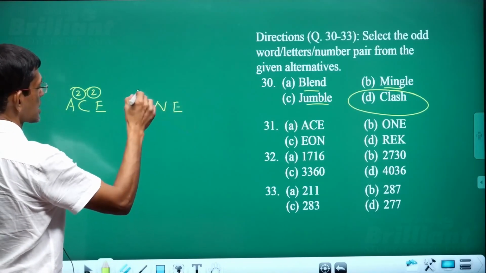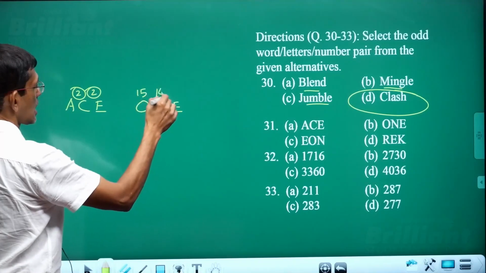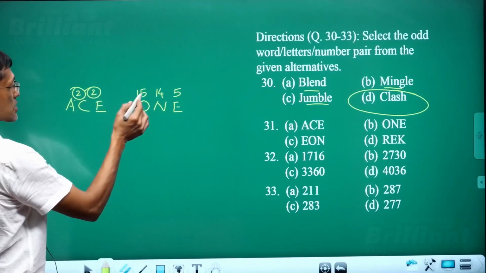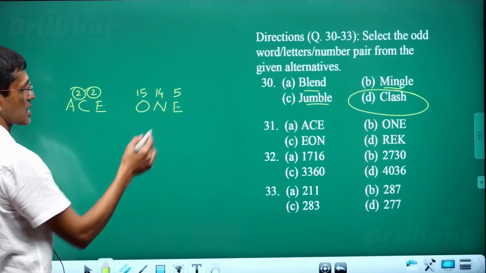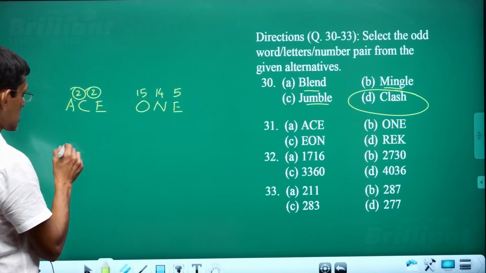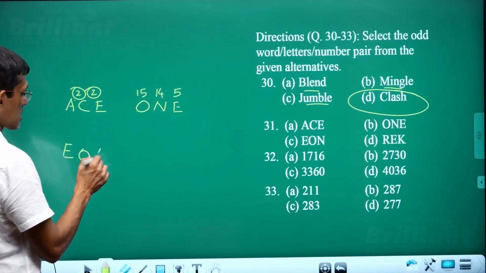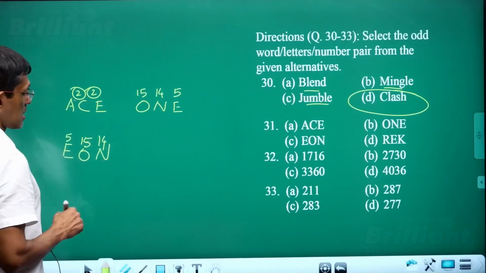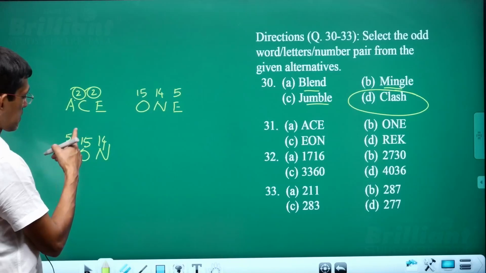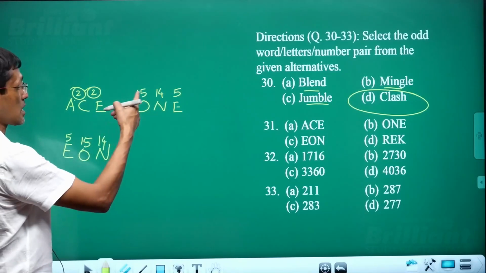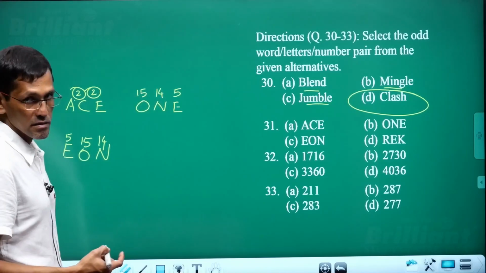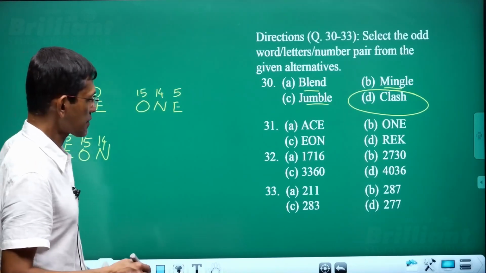Well, that is 15, 14, and 5. So this is plus 2 plus 2. This is 15, 14, and 5. And how about EON? This is 5, 15, and 14. Again, 5 plus 10 is 15, minus 1, minus 9. So that kind of pattern.